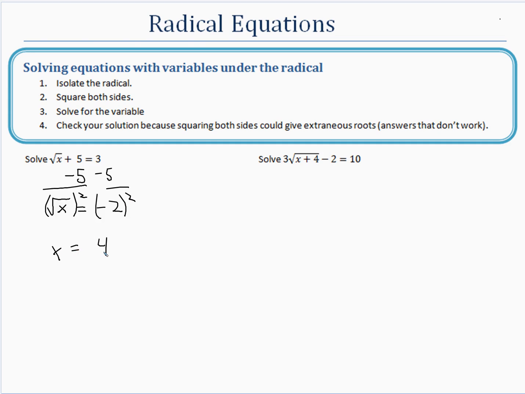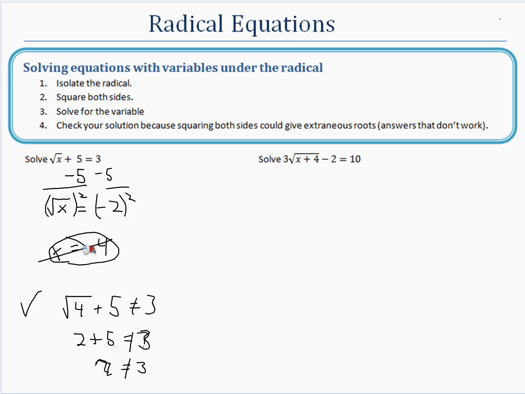And then we want to make sure or check that so we can put 4 back into the original. So we're going to check it. And we have the square root of 4 plus 5 equals 3. Square root of 4 is 2. 2 plus 5, well, that is not a true statement. 7 does not equal 3. So 4 is not a solution, and so actually there is no solution.